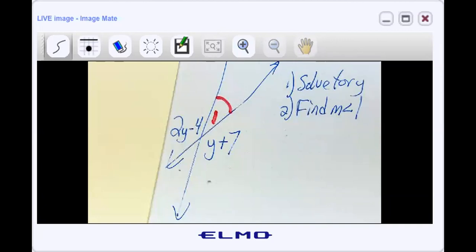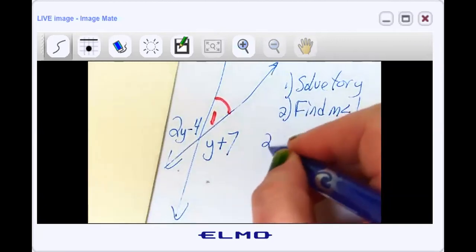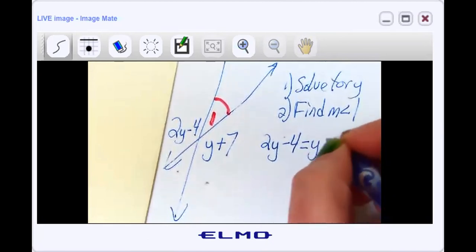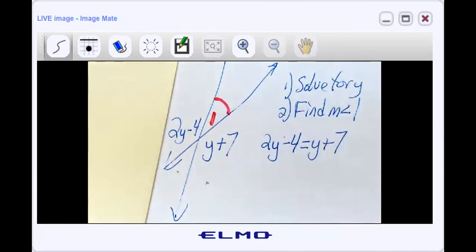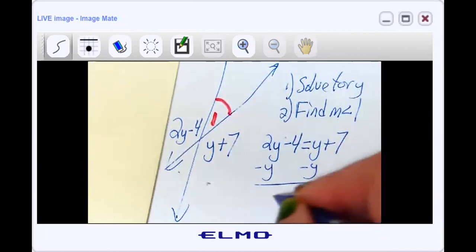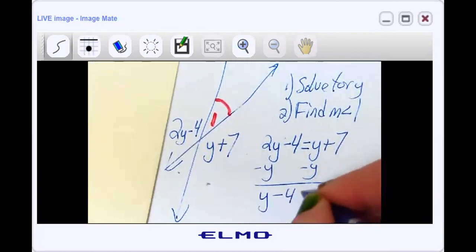So who's got an equation to solve for y for me? Two y minus 4 equals y plus 7. Yes, those two are vertical angles. So I'm going to set them equal to each other and solve this equation. And then I'll be done with the first part, right? So let's see. I would minus y from both sides. So I get y minus 4 equals 7. And then all I have to do is add 4, add 4.